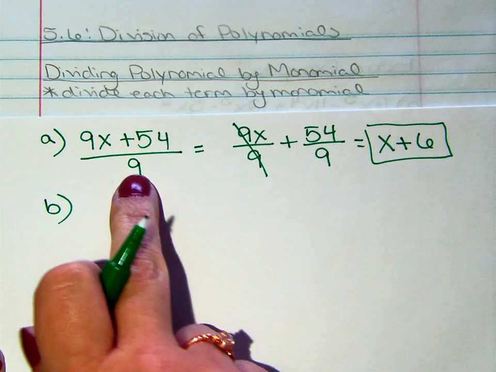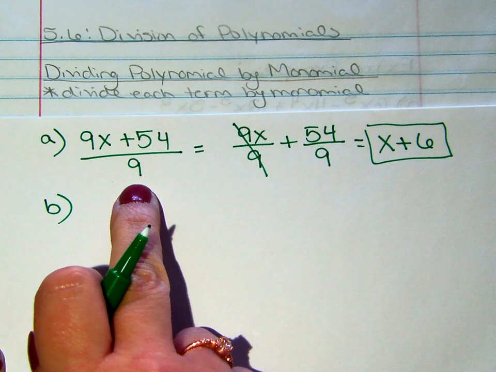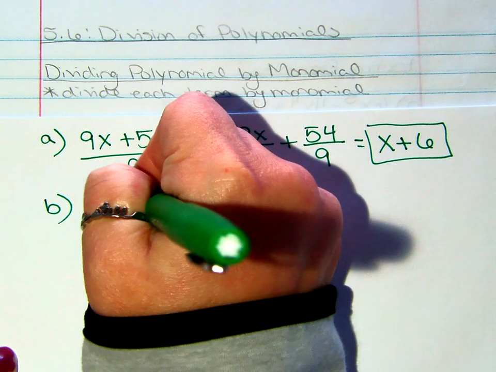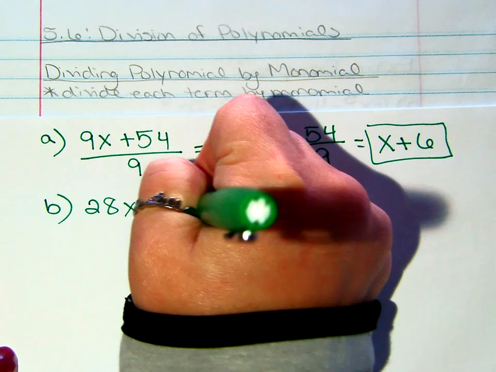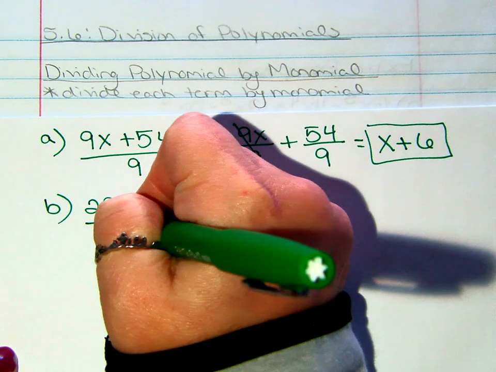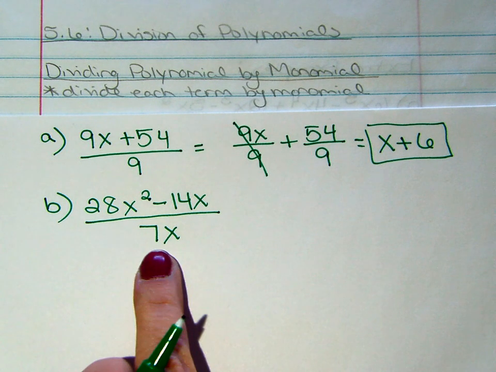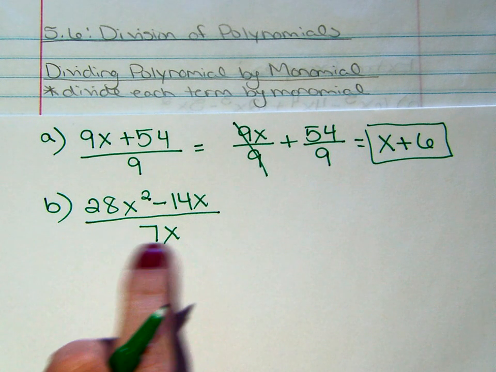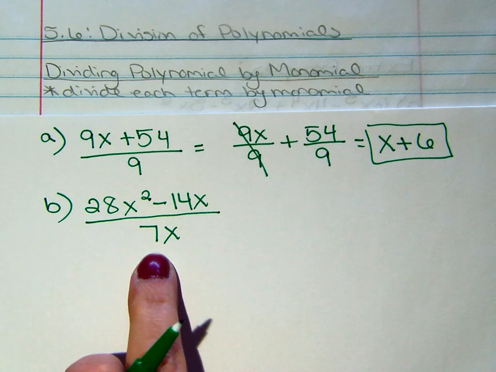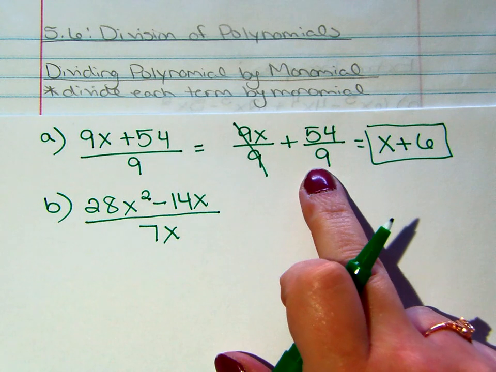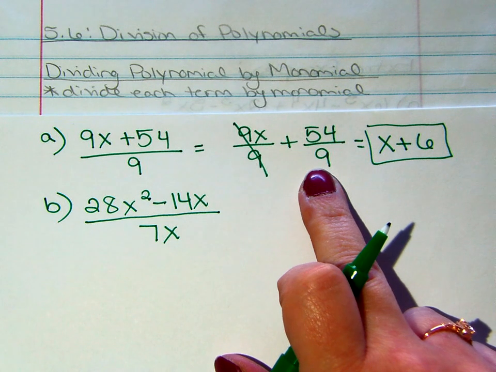Now, a monomial can be just a single number, or a monomial can also have a variable with it. This is still considered a monomial on the bottom, the 7x, because these two things are being multiplied together. There's no plus or minus in between them, so it's still a monomial. So we can approach it the same way we just approached this last one, where we split and we simplify.